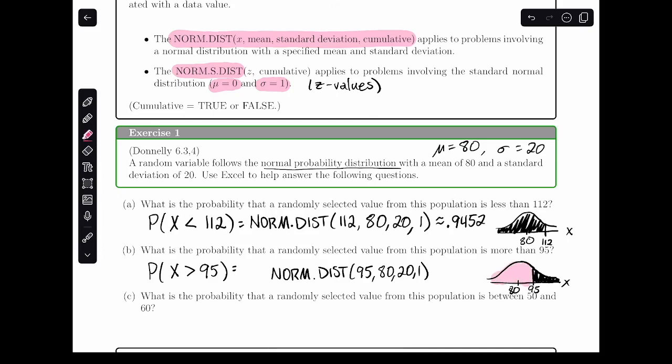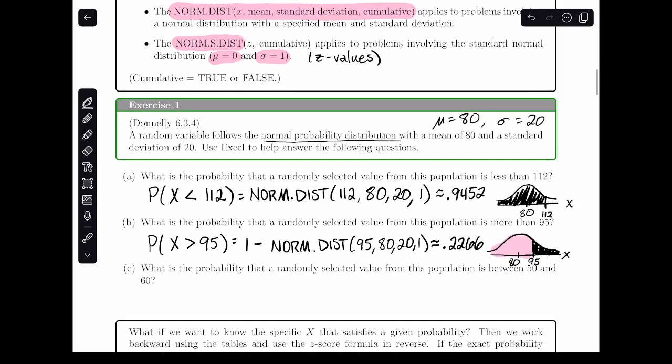But the area to the left and the right should add up to 1. And so if I want the area to the right, what I could do is 1 minus the area to the left. And so if I plug this into Excel, this would be about 0.2266, and that would be that area to the right. If instead of just an area to the right or the left, I wanted the area between two numbers, so in part C, I want the area between 50 and 60.